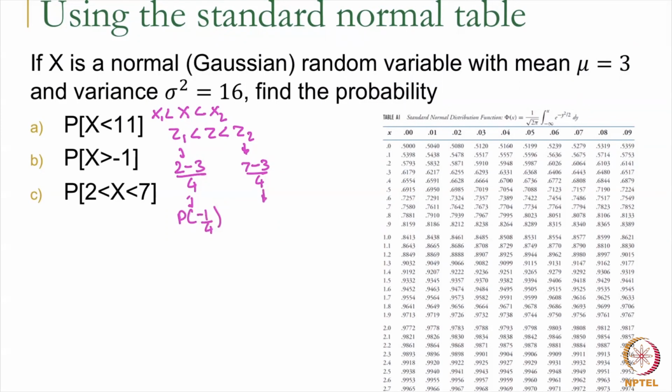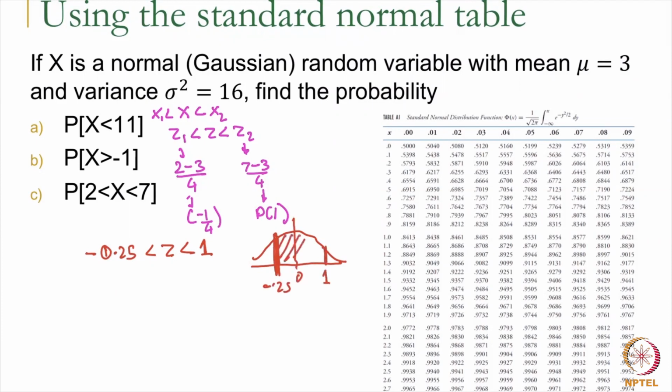So this basically gives us minus 1 by 4 and 1. So we basically want the probability, or let's write it more accurately, that Z lies between minus 0.25 and 1. Okay, so once again, let's draw this for reference. Minus 0.25 here, 0 is the mean, 1 is a little bit later, and I want this area.